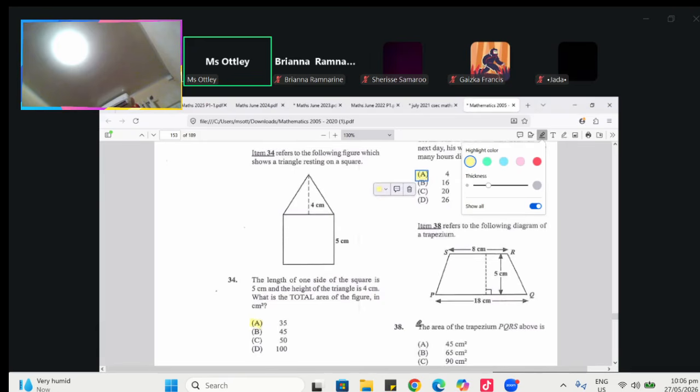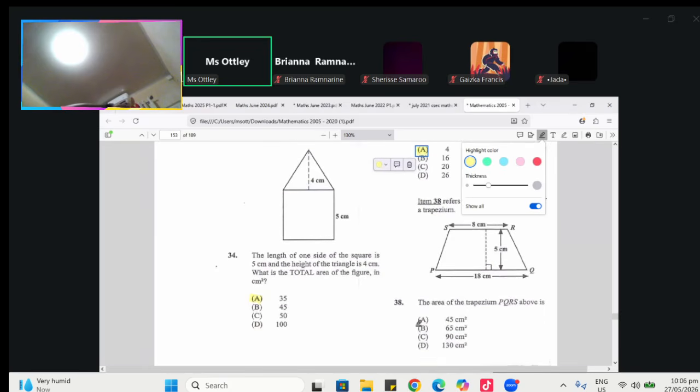Item 38 refers to the diagram of a trapezium. Calculate its area. This is a repeat question. Remember how we find the area of a trapezium? It is half, A plus B multiplied by H, where this is our A, this is our B and this is our H. Someone said the answer was 65 and that is correct.